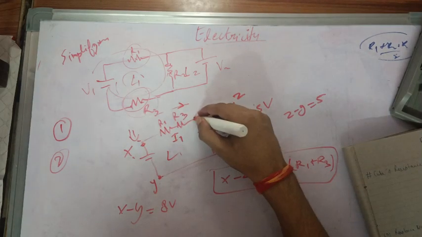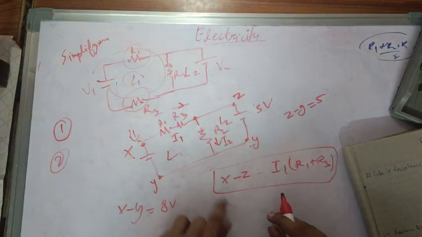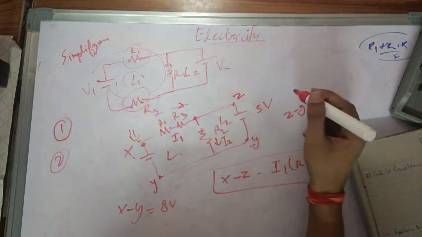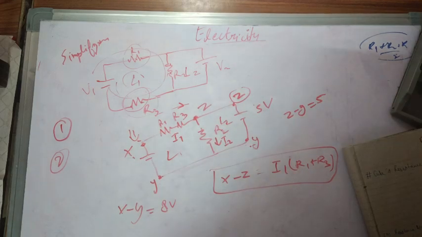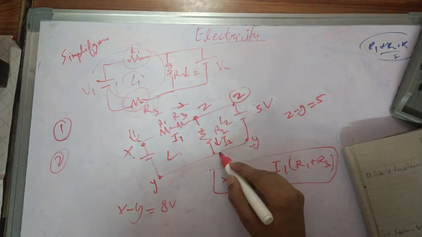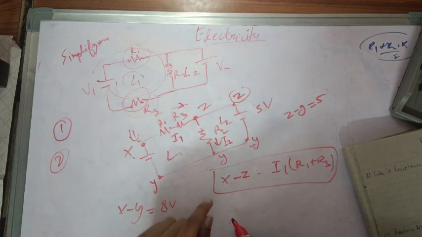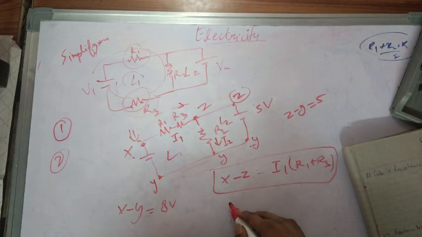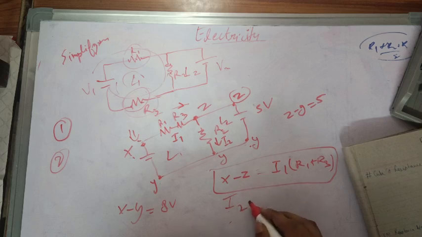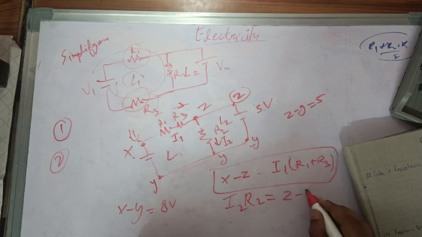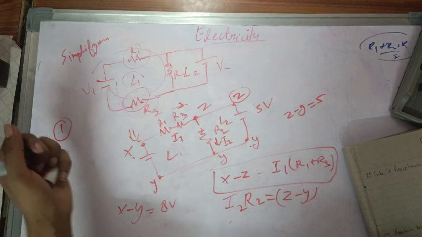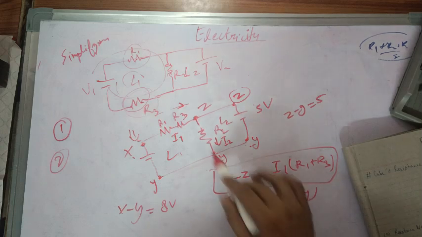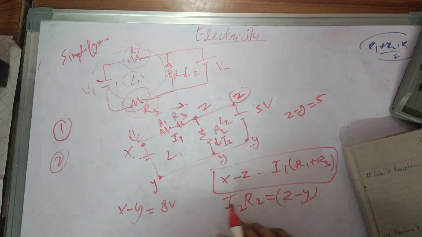And the current I2 can be given as, since the potential here is Z, the potential here should also be Z, and if the potential here is Y, then I can say that I2 times R2 is equal to Z minus Y. Higher potential minus lower potential will give the current in this direction. This is how I can solve.